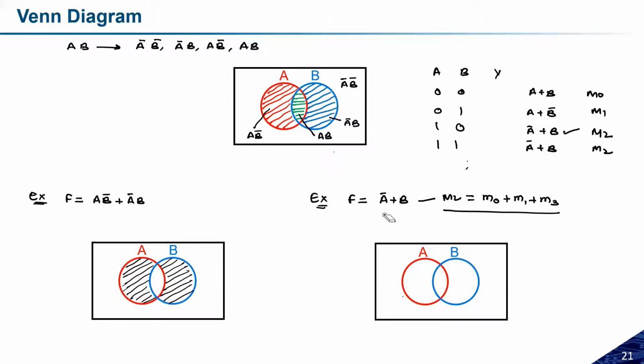So if it is like this, what does it mean? It means that M0 will be shaded. I'm talking about the SOP form. Sorry, this outer portion indicates M0. This is M1, because this is nothing but A bar B. This is M2 and this is M3. So we need to shade M0, M1, and M3. Except M2, I need to shade all the portions, and that is how you can represent this function. Okay, is there any doubt, anyone?